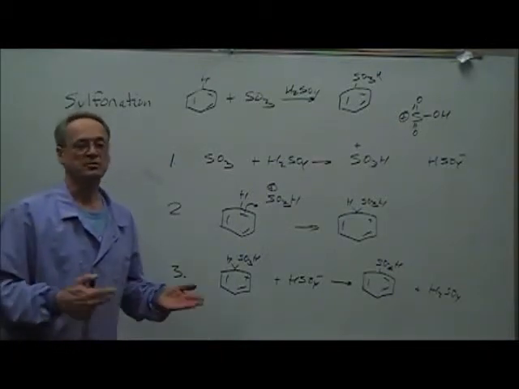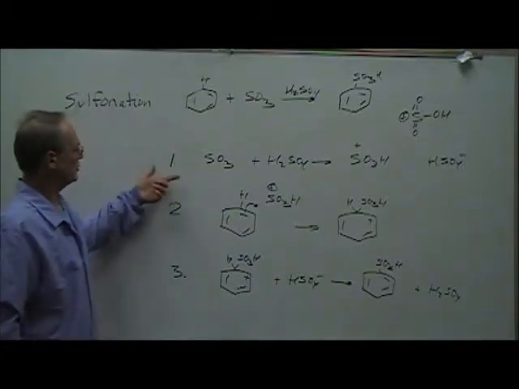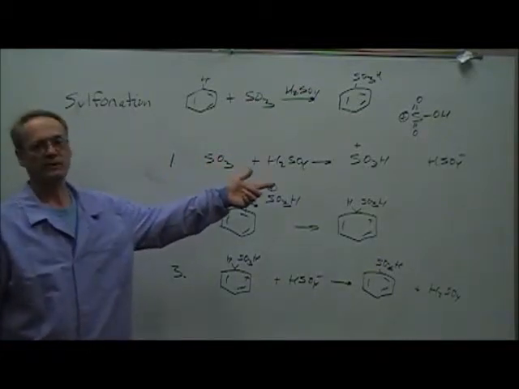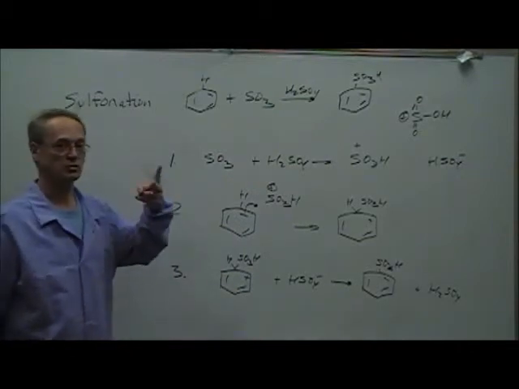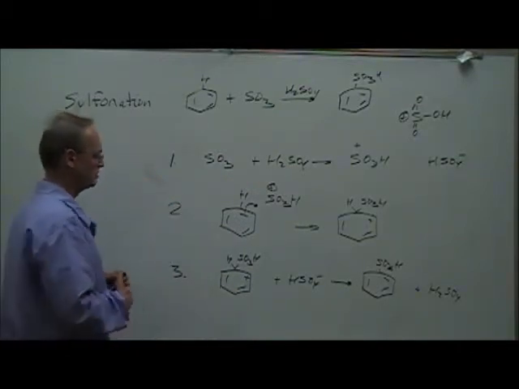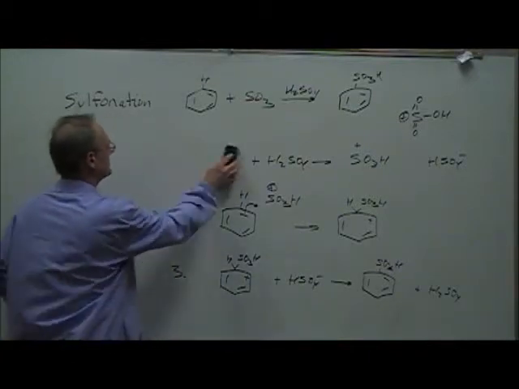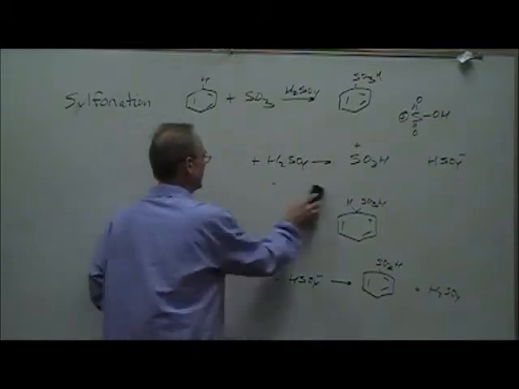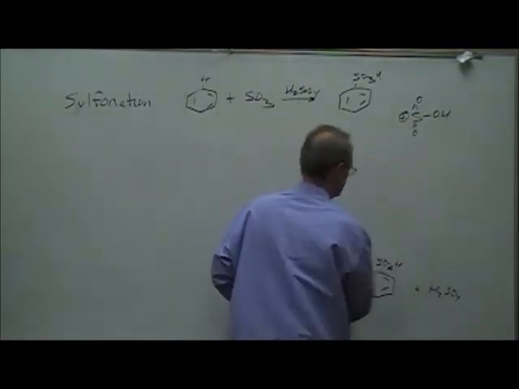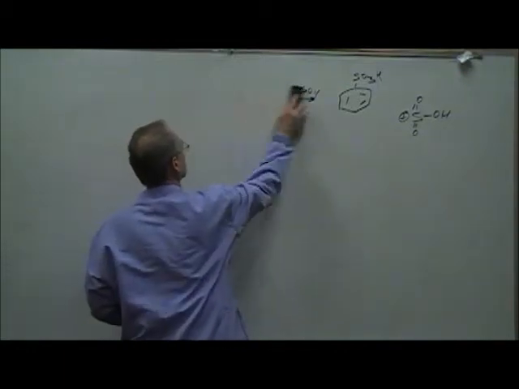So you can see nitration and sulfonation, the mechanisms are pretty similar. One difference is that it only takes one step to prepare the electrophile in the sulfonation reaction, whereas it took 2 steps to prepare the electrophile, that NO2 plus, in the nitration reaction. Let's move on to a third one that's a little bit different from the first two, and that is the halogenation reaction.